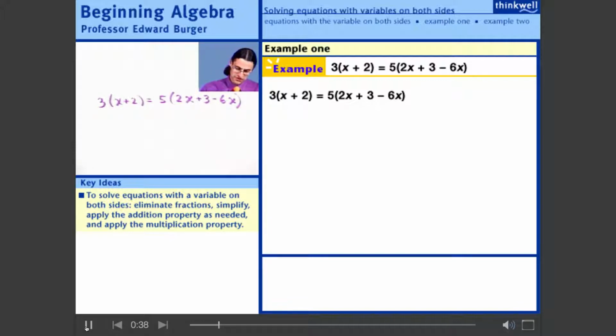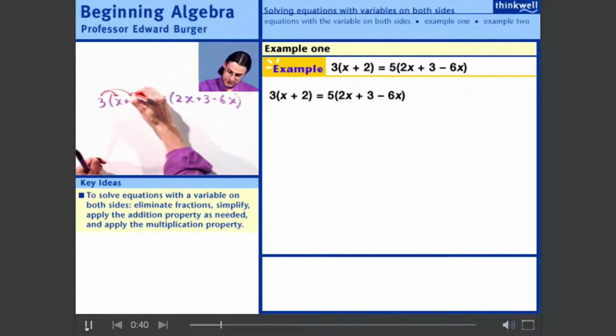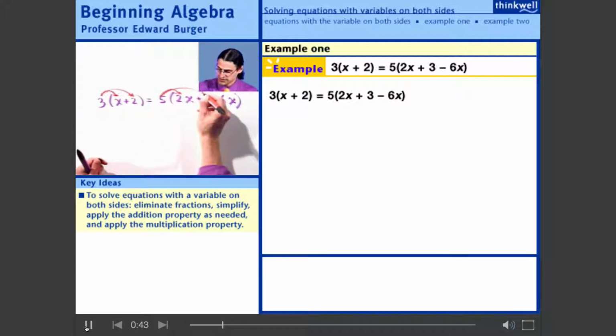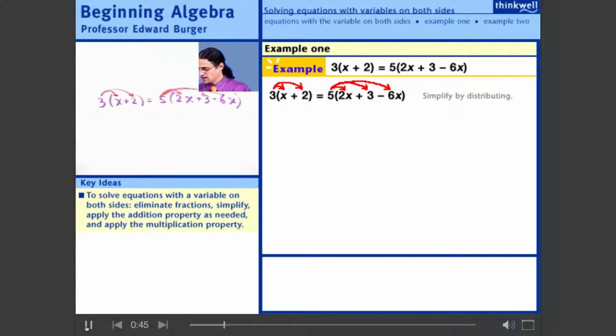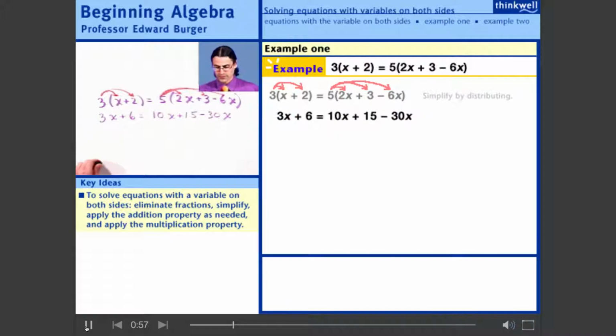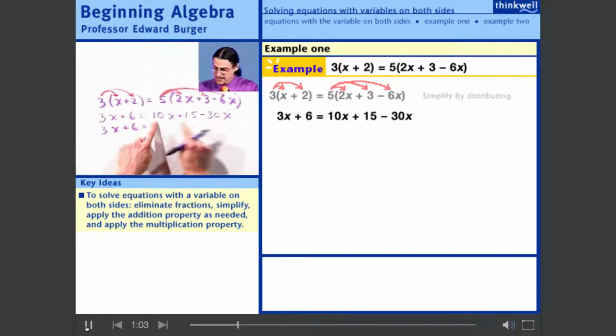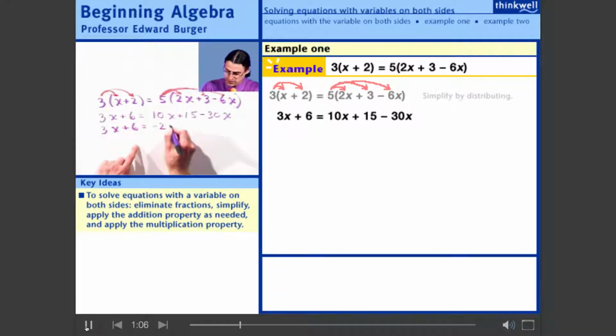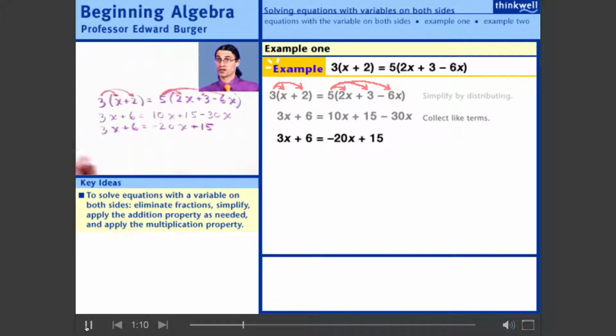And now what we saw last time was that we can first distribute everywhere. Lots of distributing. And so we get the equivalent relationship: 3x plus 6 equals 10x plus 15 minus 30x. Then we can combine this side a little bit. I'll keep the left-hand side the same. 10x minus 30x we saw was negative 20x plus 15. And that's where we left the story a few lectures back.